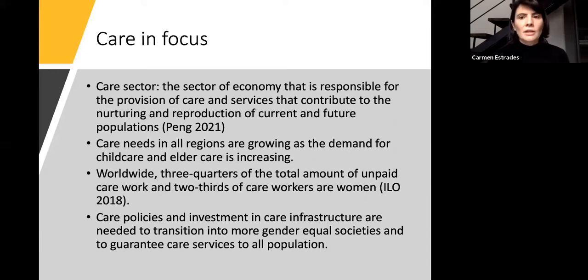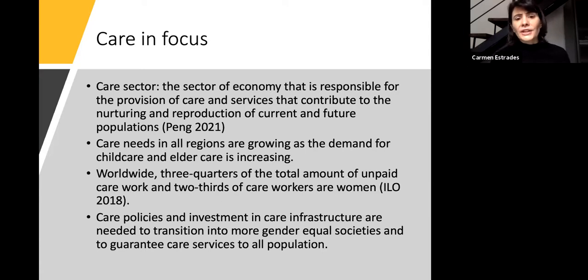So why care? We can start with the definition of the care sector, which I took from what Ito Peng, the current coordinator of this project, has written in a blog. The definition is that it is the sector of the economy that is responsible for the provision of care and services that contribute to the nurturing and reproduction of current and future populations. This is a very wide definition, and of course it involves different types of services.